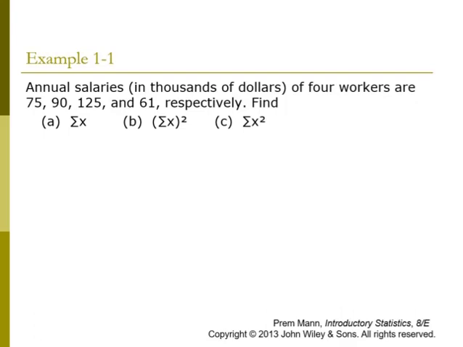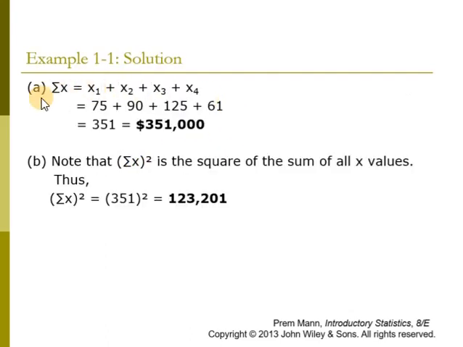This is the exercise. Let's say you have annual salaries in thousands of dollars for 4 workers, which are 75, 90, 125, and 61 respectively. So find summation of x, summation of x parentheses square, and summation of x square. So summation of x, just like the example just now, you just sum up everything, then you get 351,000.